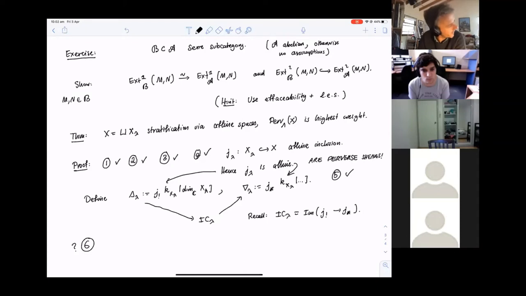Isn't that where you use separated? Like if I have two affine maps and I have a separated scheme, then the fiber product is affine. Right. I remember this from years ago with Hartshorne. Oh, I see. Okay, I see. So this fails for non-separated, but it's true for... Ah, okay, great. All right, thanks.